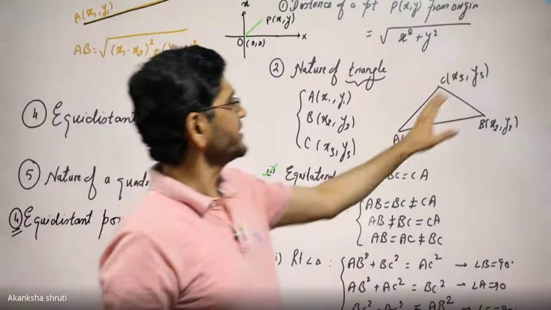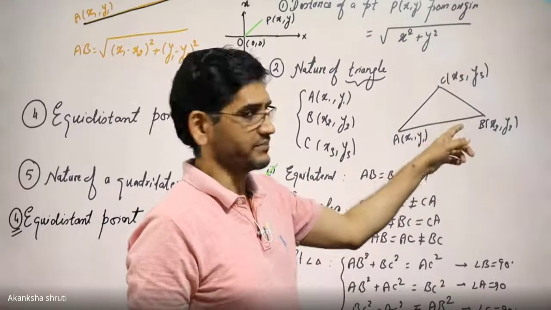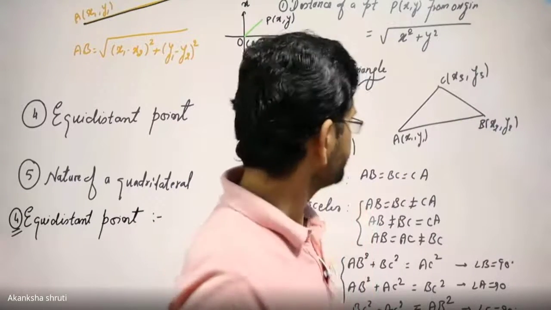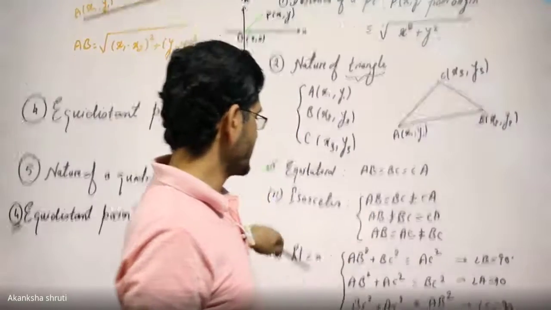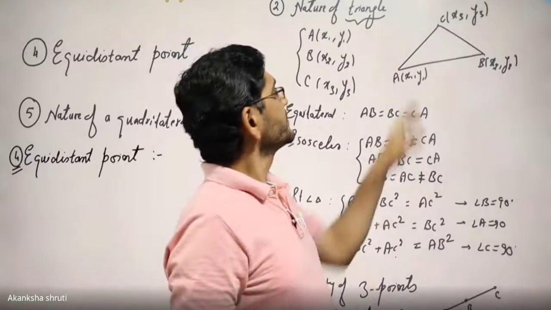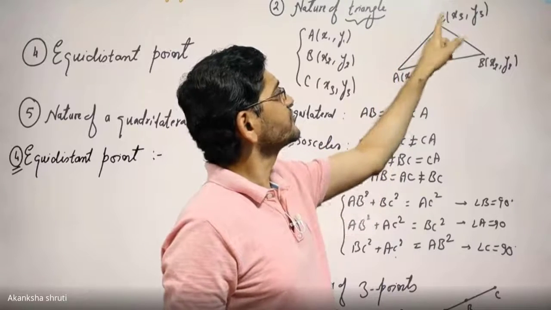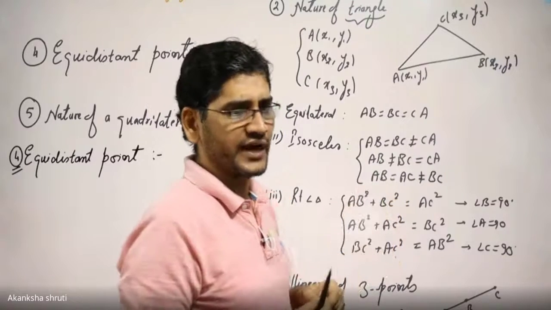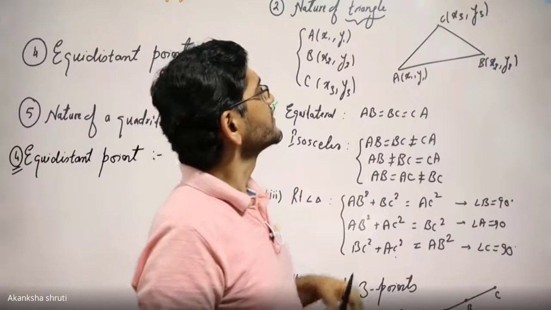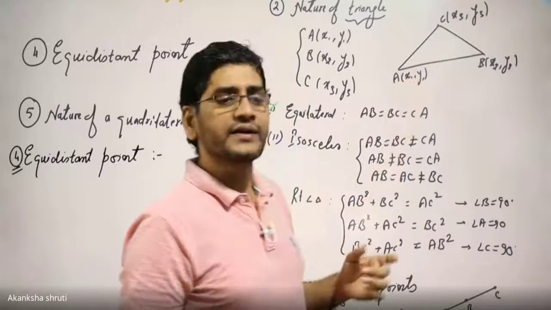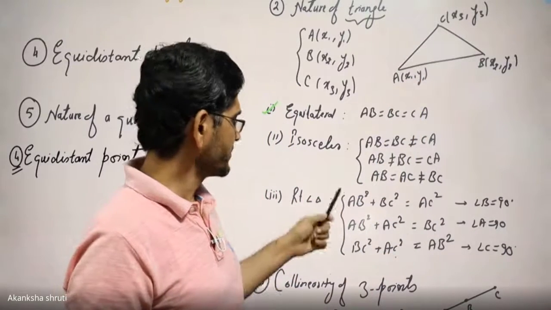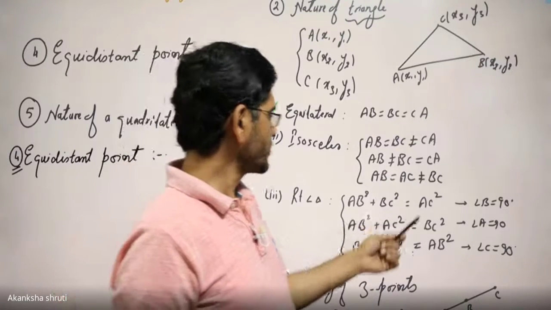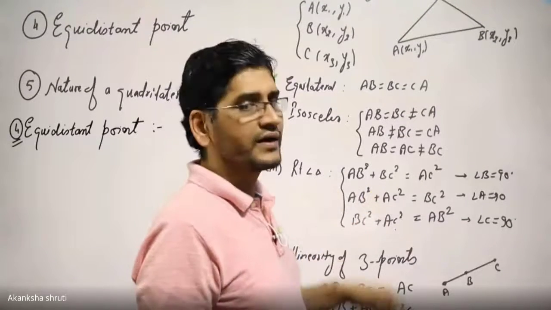Students, if any two of the sides are equal but not equal to the third side, then it is called an isosceles triangle. But if the sum of the squares of two sides is equal to the square of the third side, then it will be a right angle triangle, because in this case it is nothing but the Pythagoras theorem. Because of the Pythagoras theorem, we can say it is a right angle triangle.